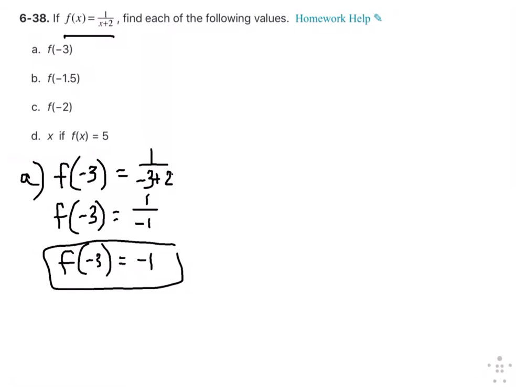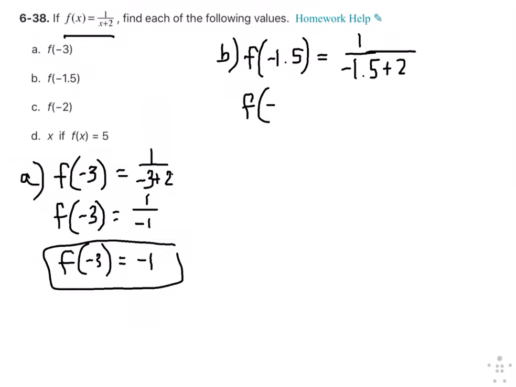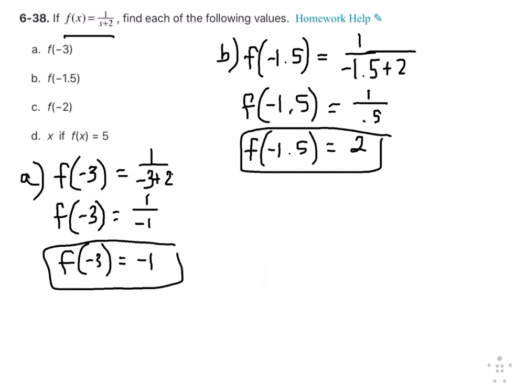Okay, for b, they want f of negative 1.5. So I get 1 over negative 1.5 plus 2, right? So f of negative 1.5 equals 1 over negative 1.5 plus 2, right? Negative 1.5 plus 2 is 0.5. But that's not a valid fraction, right? A fraction is an integer over an integer. So f of negative 1.5, how many times does 0.5 go into 1? 2 times, right? So it equals 2.